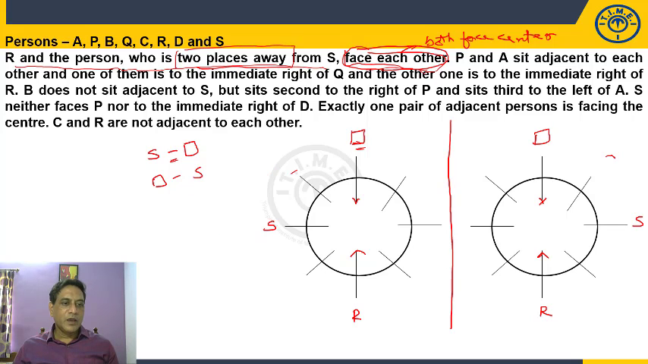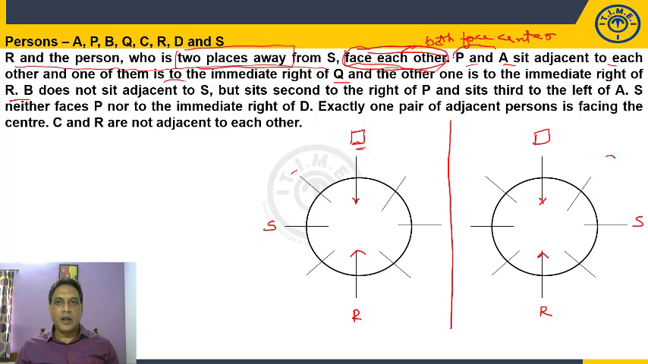Okay. Now we will continue with this arrangement. We'll try to fill both of them simultaneously. P and A sit adjacent to each other, and one of them is to the immediate right of Q and the other one is to the immediate right of R. Okay, let us understand this statement carefully.